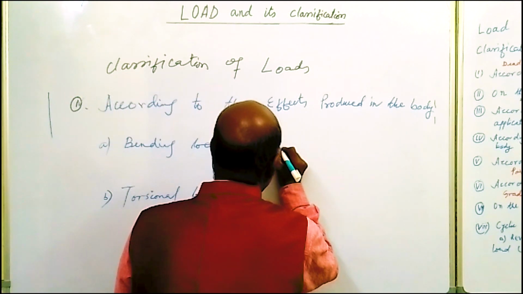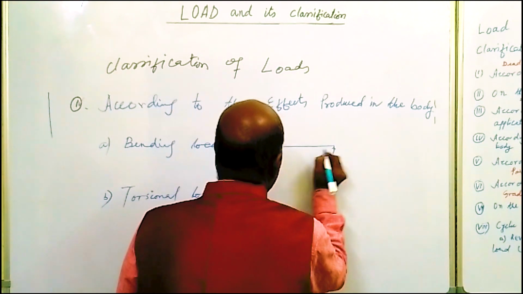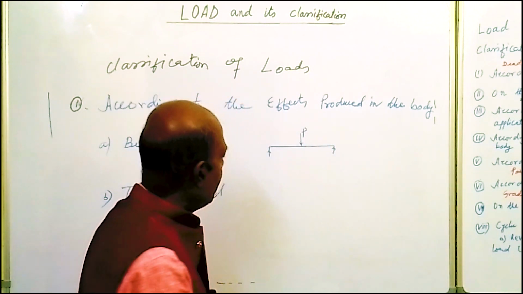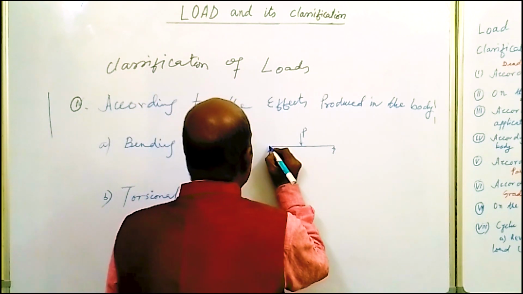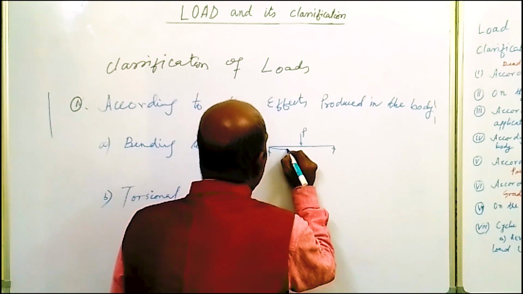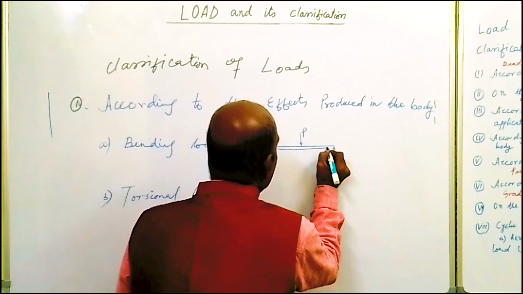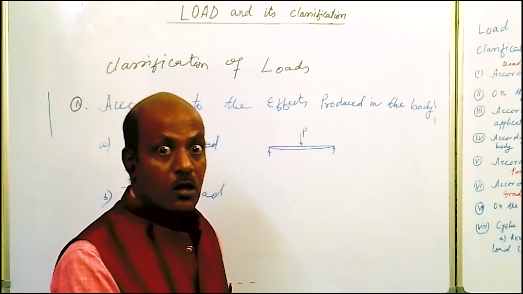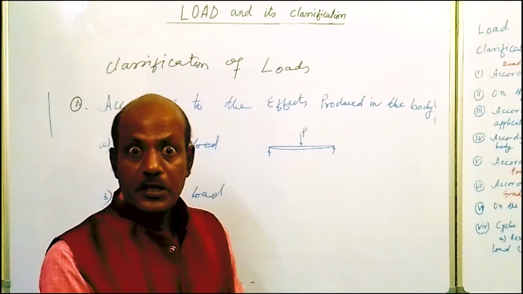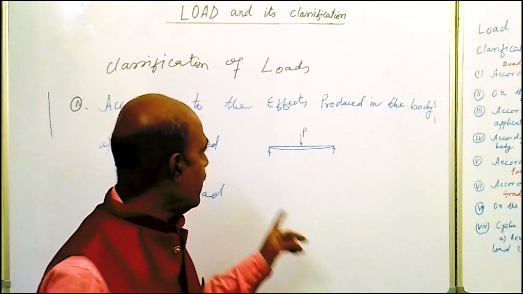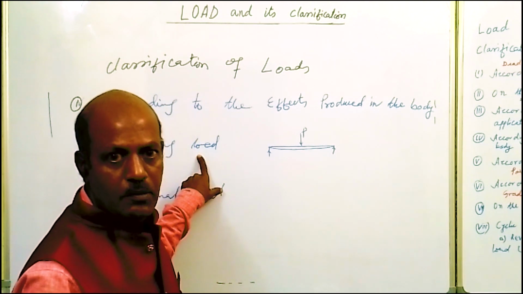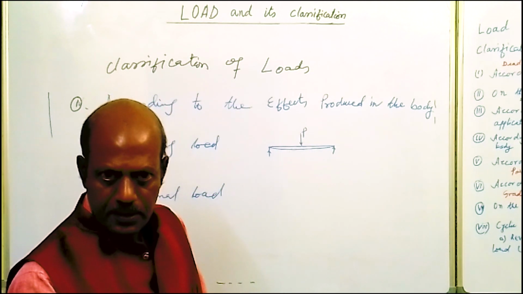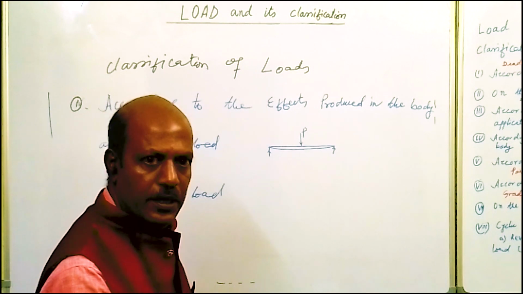Consider a beam, a simply supported beam. The beam is under load P, a transverse load P applied over the beam. Because of this load P, the beam will deflect like this, or in other words the deflection of the body will take place, or bending moment or bending stress will develop in the beam. That's why this kind of load is called bending load. Because of load P, bending stress is developed in the member. So that's why this load is called bending load.